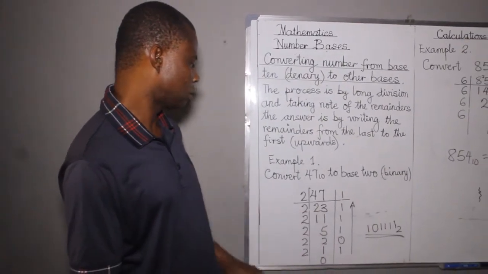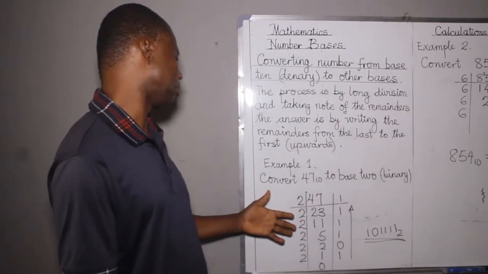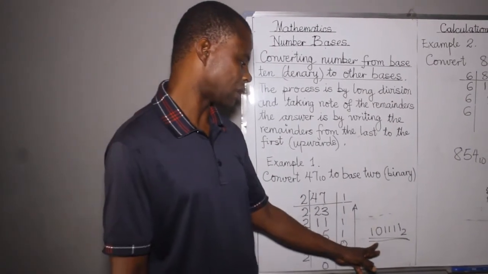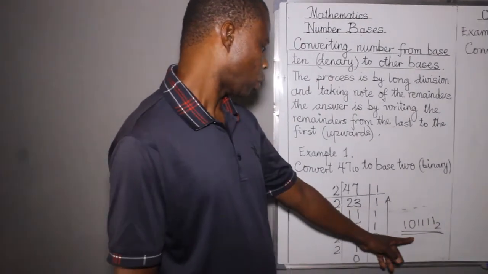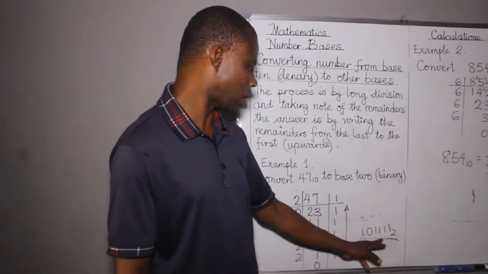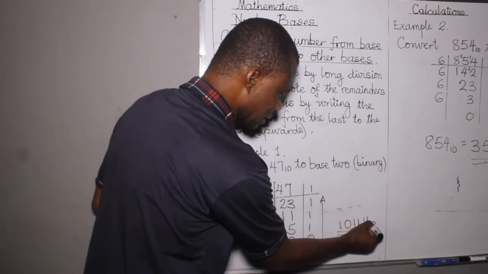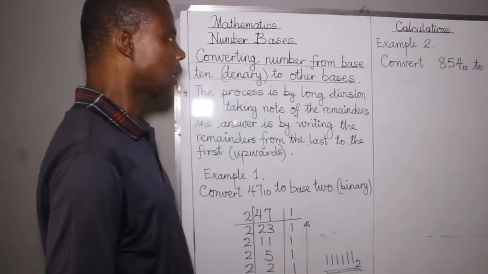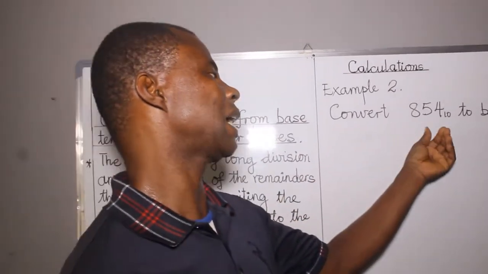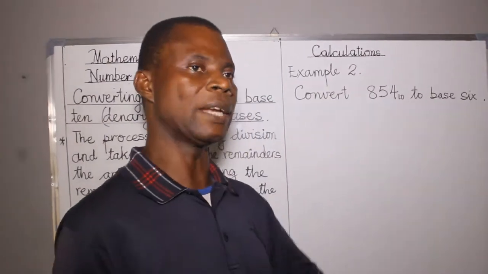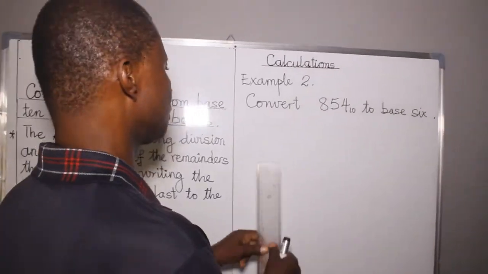Therefore, 47 in decimal or base 10 to be converted to binary, which is base 2, will give us this as our answer. And therefore, we have 101111 in base 2. And this is our final answer. Now, let's take a look quickly at the second example. The second example says convert 854 base 10 to base 6. Same thing we did in the first example, we do here too.